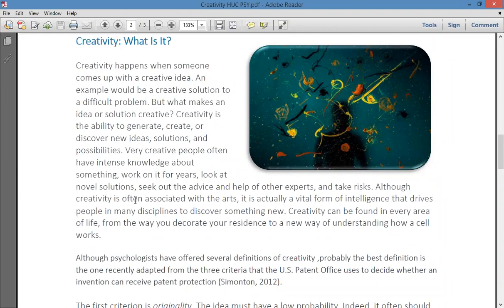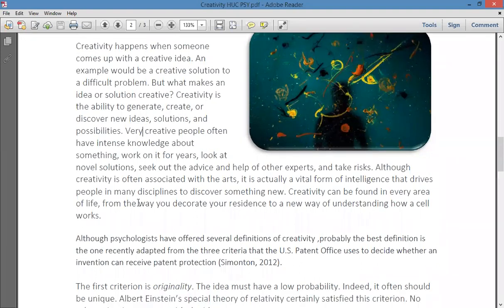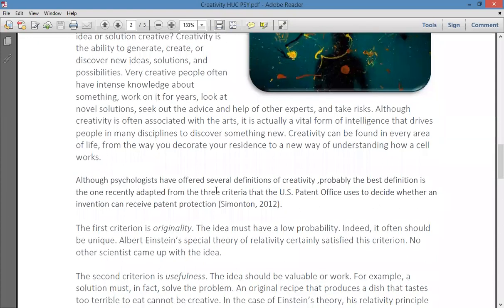Although creativity is often associated with the arts, it is actually a vital form of intelligence that drives people in many disciplines to discover something new. Creativity can be found in every area of life, from the way you decorate your residence to a new way of understanding how a cell works. Although psychologists have offered several definitions of creativity, probably the best definition is the one recently adopted from the three criteria that the US Patent Office uses to decide whether an invention can receive patent protection.